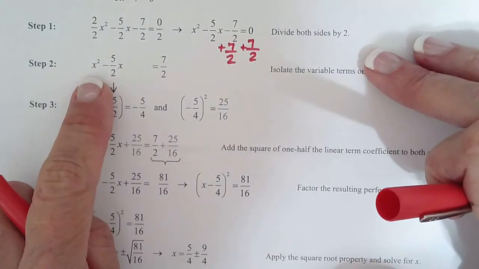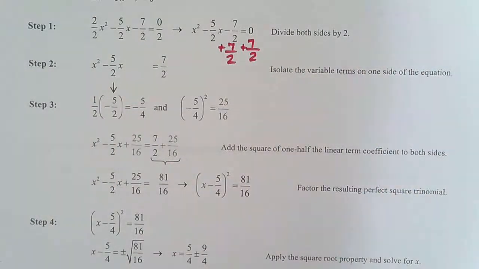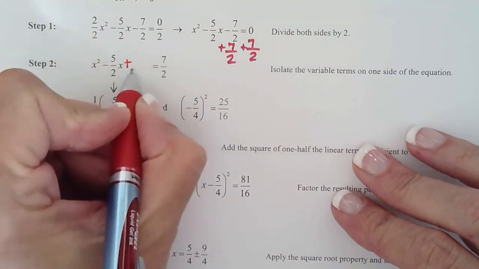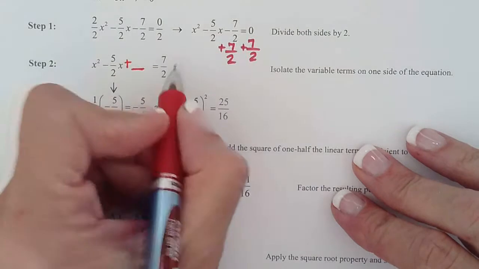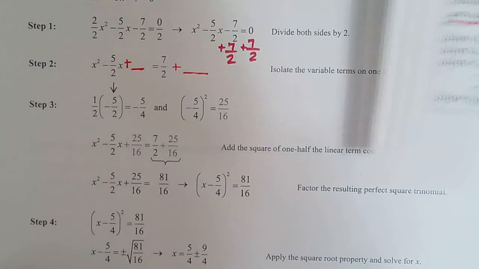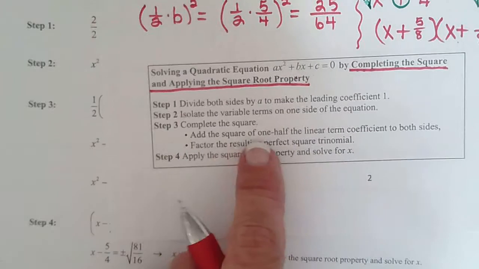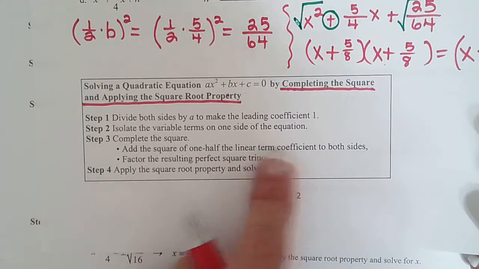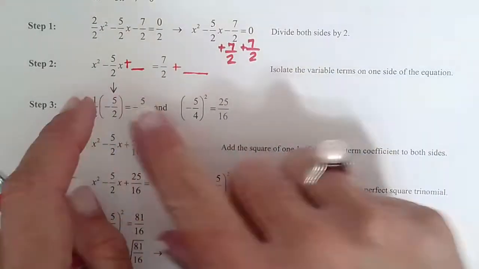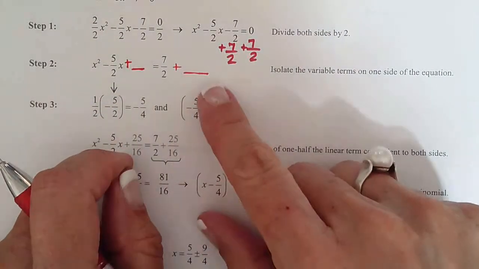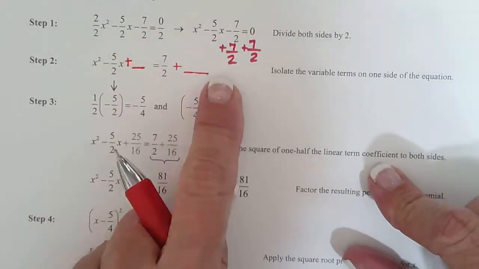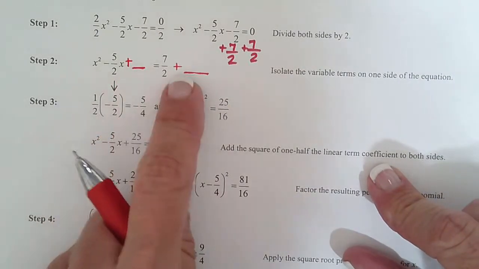So my new problem is x squared minus 5 halves x. And I make students write this plus blank equals 7 halves plus blank. So why do I make you do that? Because the next step says apply the square root, or that 1/2 of the linear term squared, to both sides. And the reason is, if I'm going to add it to the left side, I have to add it to the right side, because otherwise the equation will be unbalanced. So I need it to be balanced, so I always write the plus blank plus blank.